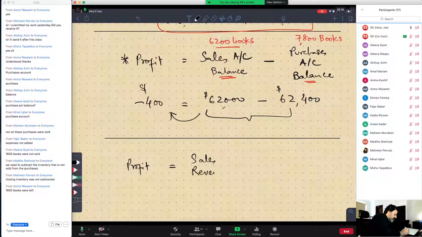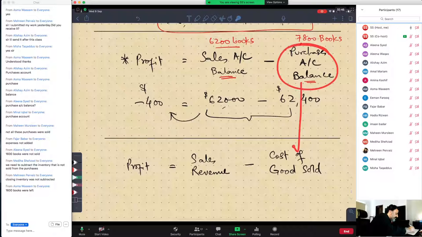Let me refine the terms now. Sales revenue means income generated through sale of goods. This is what sales revenue means, right? So sales revenue minus, instead of having purchases account balance over here, we should refine it to something more accurate. So we will compare sales revenue with the cost of the goods which were sold. Instead of having purchases over here, we should convert it into another value called the cost of goods sold, because then it will make a fair comparison.